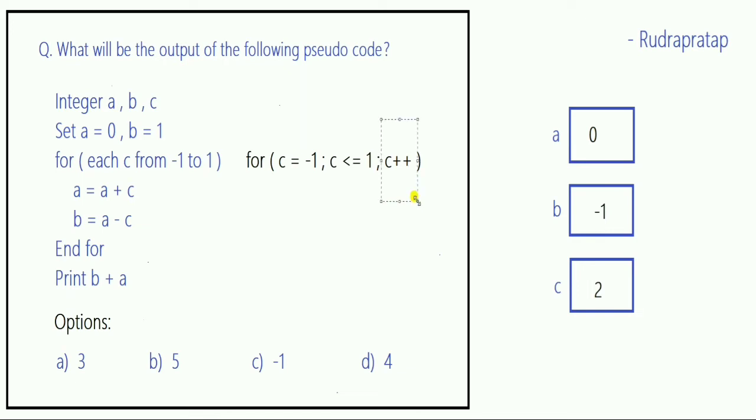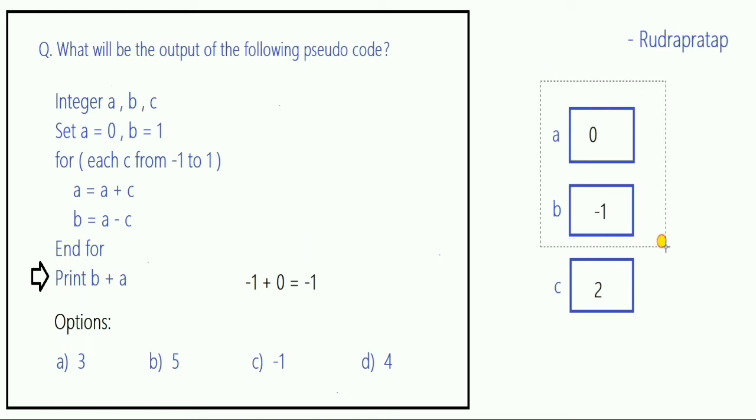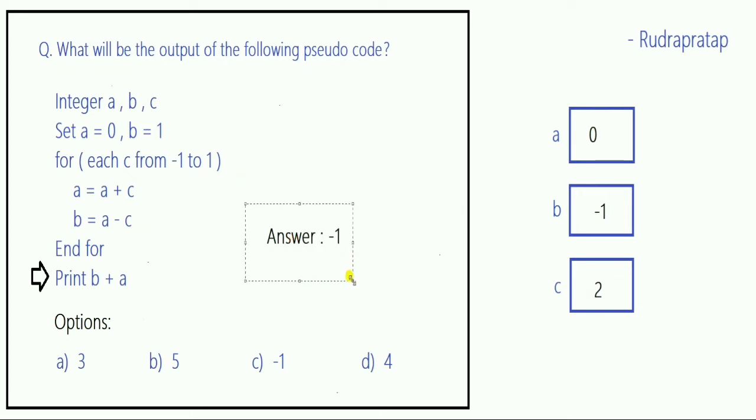After that the value of C is incremented again and it becomes 2, and it will check the condition. So 2 is less than or equal to 1, which is false, and our for loop ends. And then we have the statement print B plus A. So the value of B is -1 and the value of A is 0. So -1 plus 0 equals -1. We got our final answer, which is -1. Let's move to the next question.